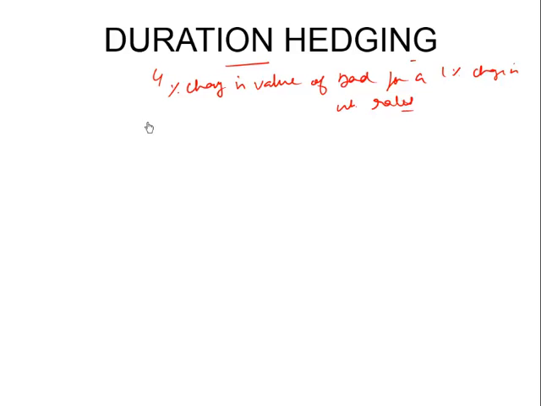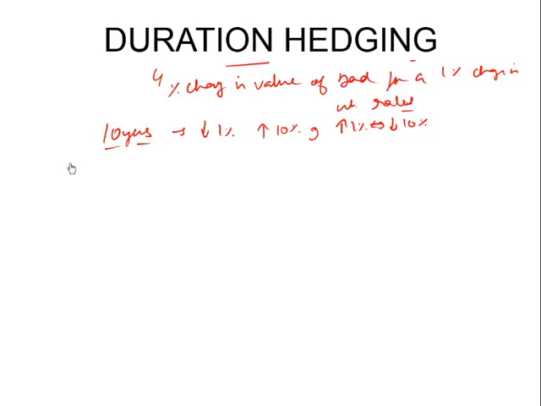Now, if the duration of a bond is 10 years, or is 10, that means if interest rates fall by 1%, the value of this bond will go up by 10% approximately, because duration is an approximation. If interest rates go up by 1%, the value of the bond will fall by 10%. That is the meaning of duration. It is the percentage change in the value of a bond for a 1% change in the interest rates.